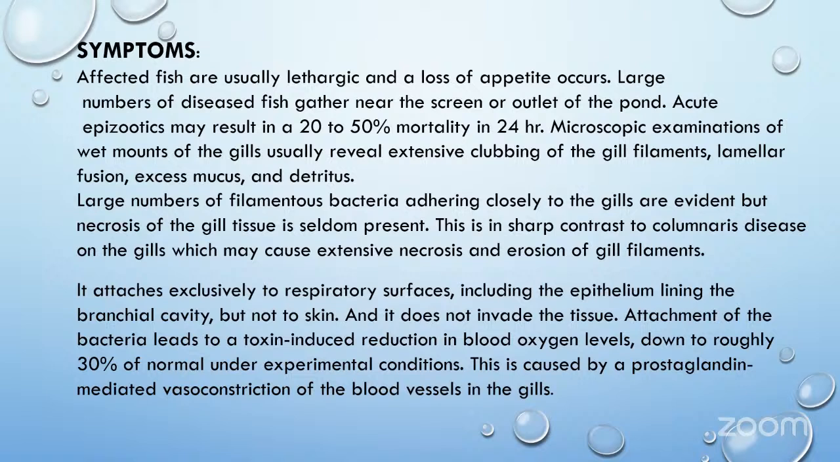It attaches exclusively to respiratory surfaces, including the epithelium lining the branchial cavity, but not on skin. And it does not invade the tissue. Attachment of the bacteria leads to a toxin-induced reduction in blood oxygen levels, down to roughly 30% of normal under experimental conditions. And this is caused by a prostaglandin mediated vasoconstriction of the blood vessels in the gills.